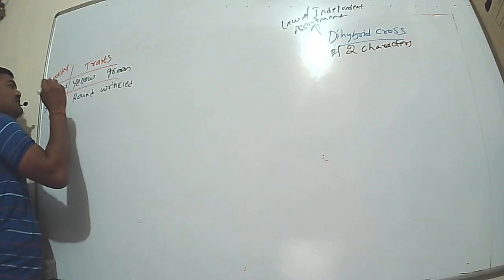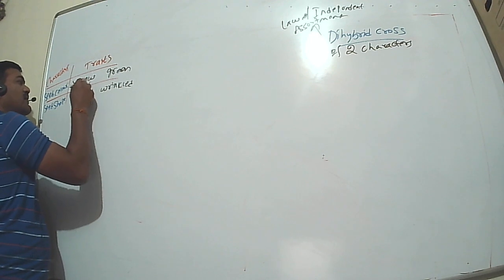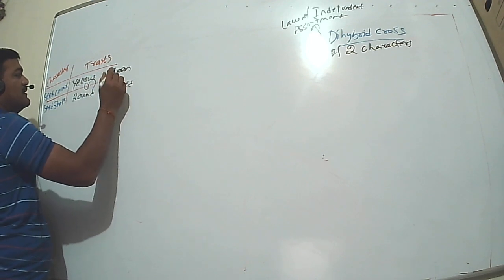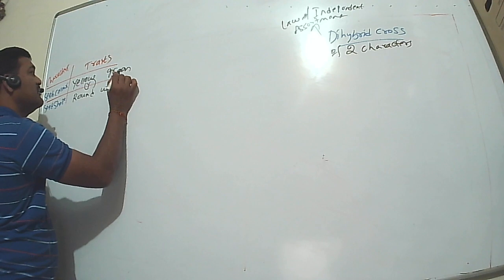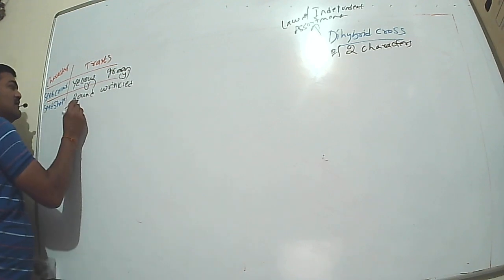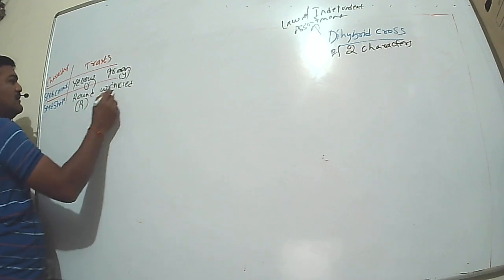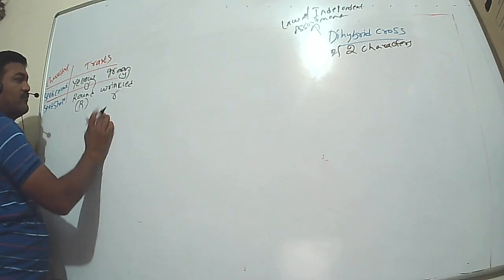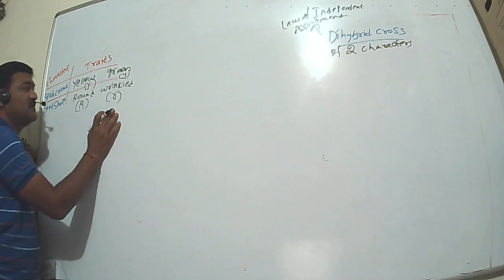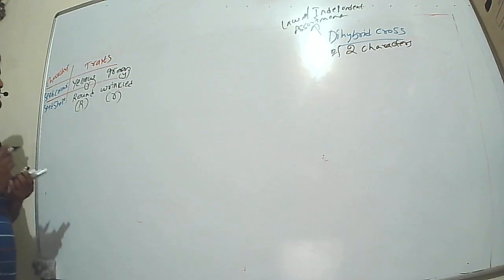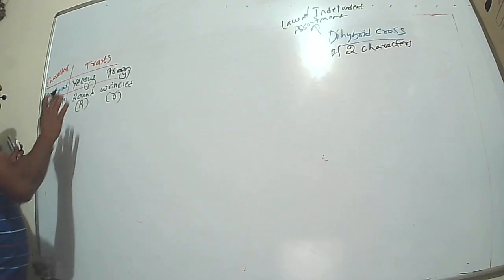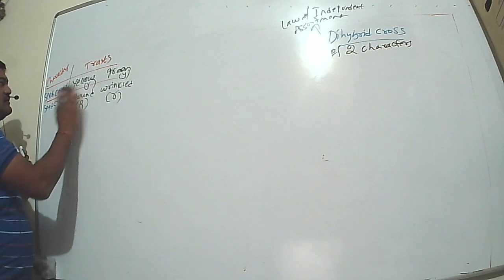And the allele of yellow is capital Y. The allele of the recessive trait green is small y. The allele of round is capital R and the allele of wrinkled is small r. Remember, alleles are always alphabets and the words are the traits. So, these are the two characters and their traits.